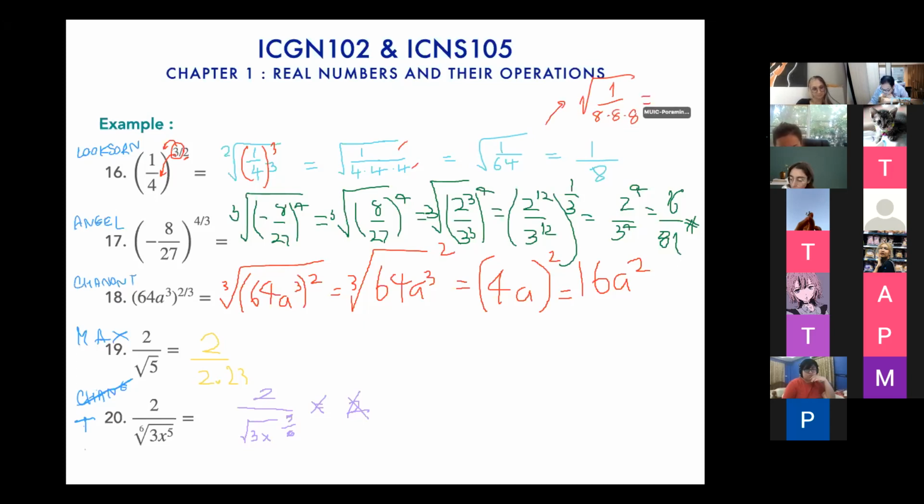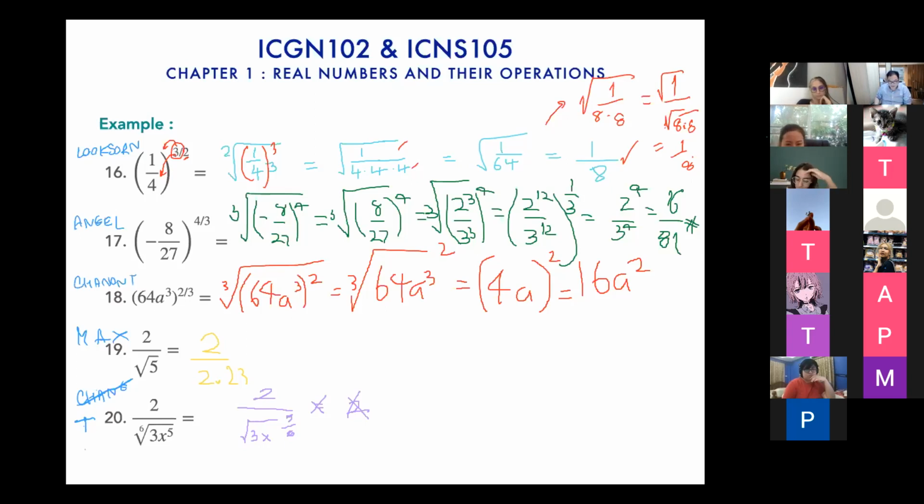Equals to 1 over... sorry, not 8 times 8 times 8, 8 times 8, I'm sorry. That is square root of 1 over square root 8, that is 1 over 8. Like this is correct. Okay, now let me ask Angel, do you finish or do you want to write something more? I can give you some time. Finished. Okay, that's good. Now let's move on to the second one.